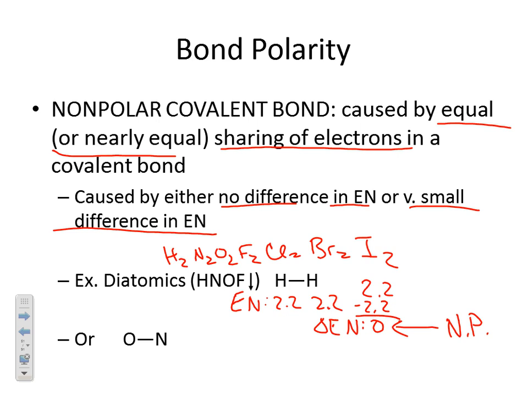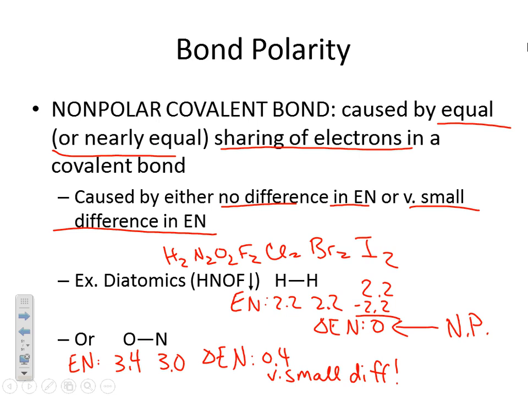Another example is O to N. So you look up the electronegativity values. Oxygen is 3.4, nitrogen is 3.0. The delta EN value here is 0.4. This is a very small difference.